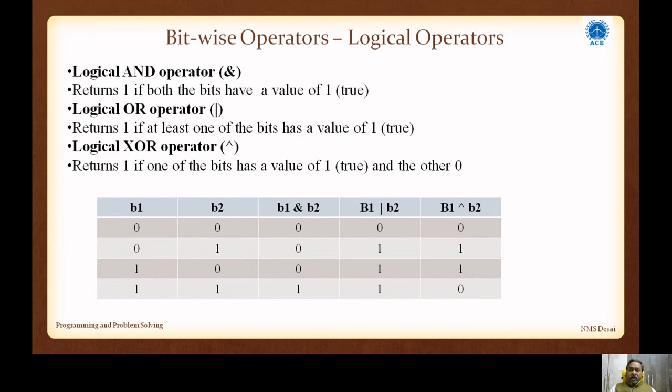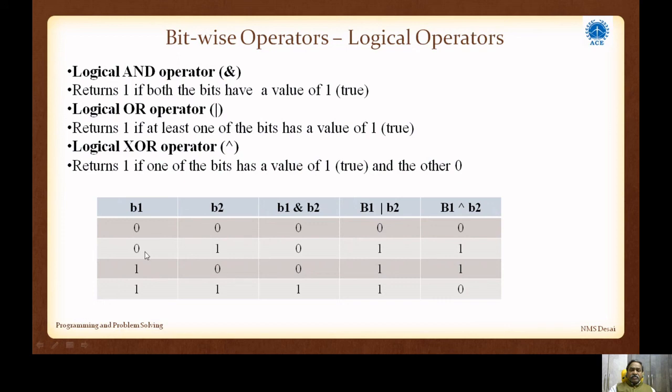Now, what will be the AND operation? AND operation says only if both the inputs are 1. Now, B1 is 0, B2 is 0, AND should be 0. Then, how about OR? It will also be 0. Next, how about XOR? It will also be 0 because both B1 and B2 are equal and 0.